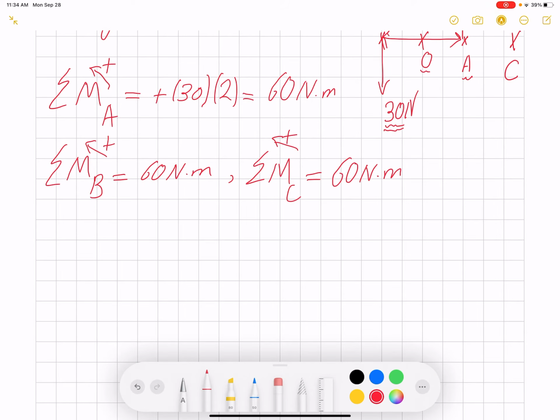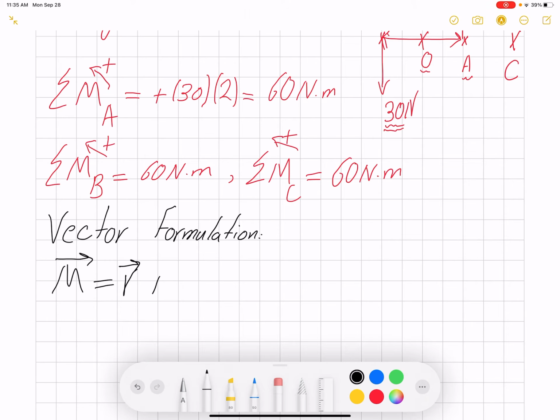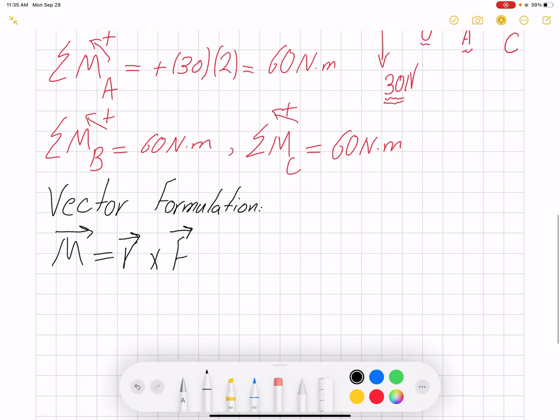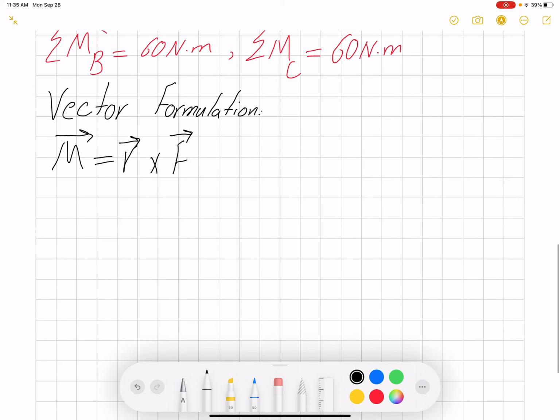And we can talk about the vector formulation of the moment. In the vector formulation, instead of a 2D definition, we have a 3D definition. So a moment is defined as R cross F. And again, R cross F is not the same as F cross R, so the order is important. But what is the position vector here? We know R is a position vector, but we need 2 points.